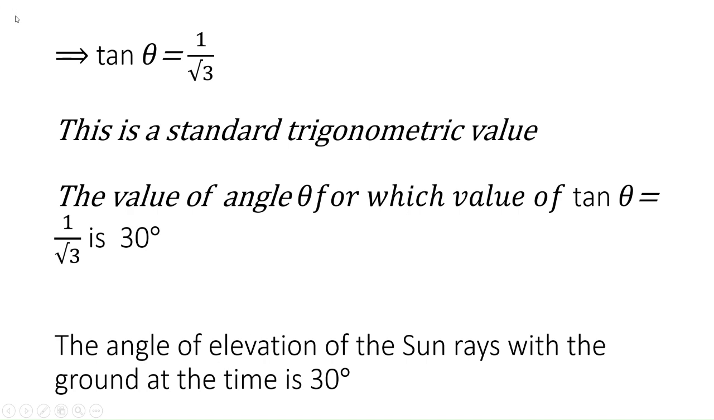So we are able to find the theta value by simply substituting the trigonometric ratio tangent. Tangent is equal to opposite side by adjacent side. Substituting those values, we got tan theta is equal to 1 by root 3. 1 by root 3 is nothing but tan 30. So theta value is 30 degrees only. I hope you understood the problem.